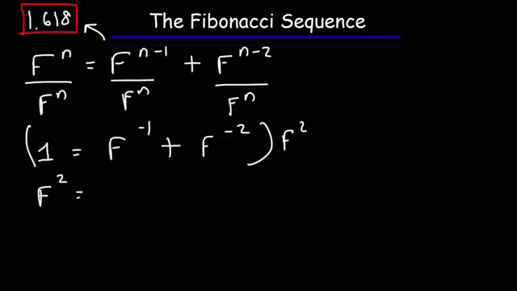Negative 1 plus 2 is 1. So you get f to the first power. And negative 2 plus 2 is 0. So that gives you f raised to the 0 power. Anything raised to the 0 power is 1. So we have this. Moving f and 1 to the other side, we get f squared minus f minus 1 is equal to 0.